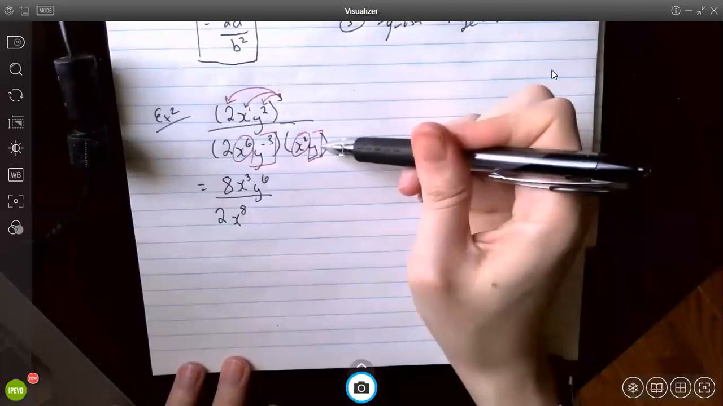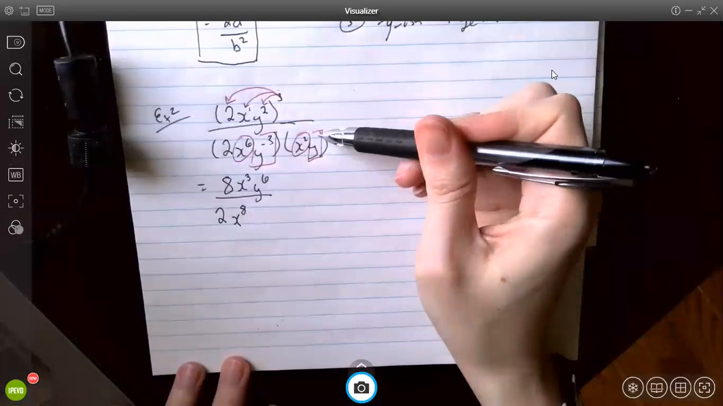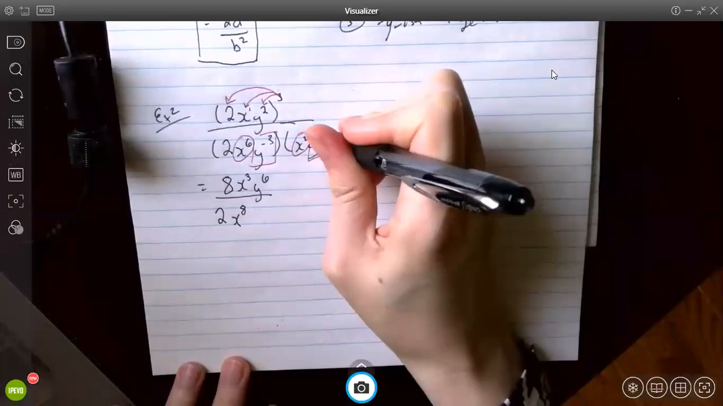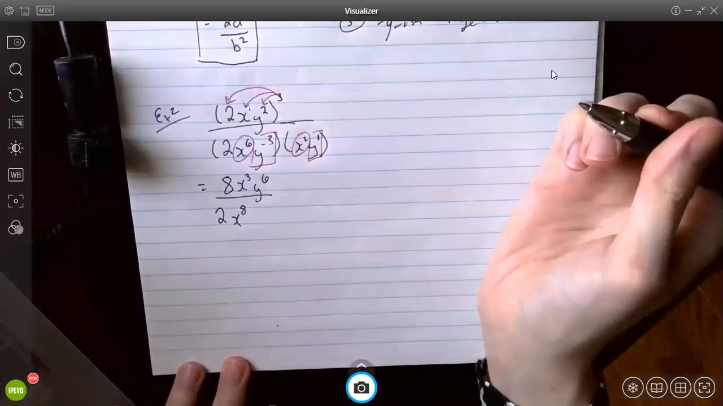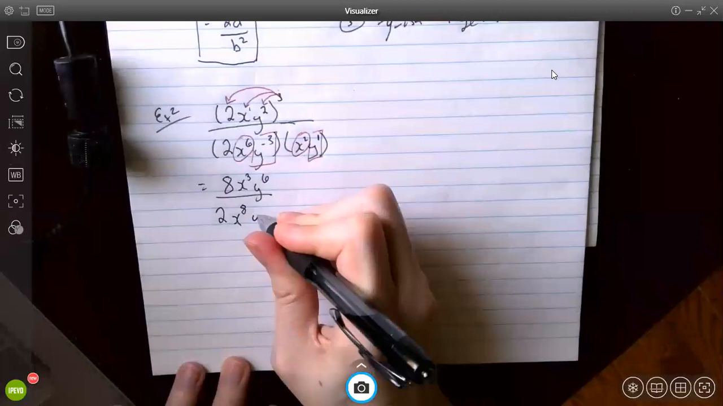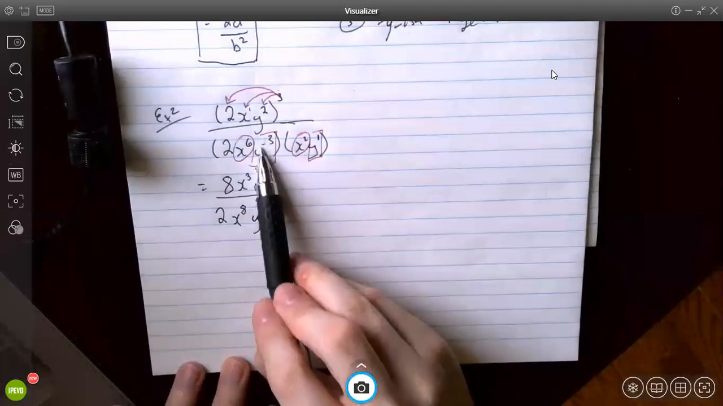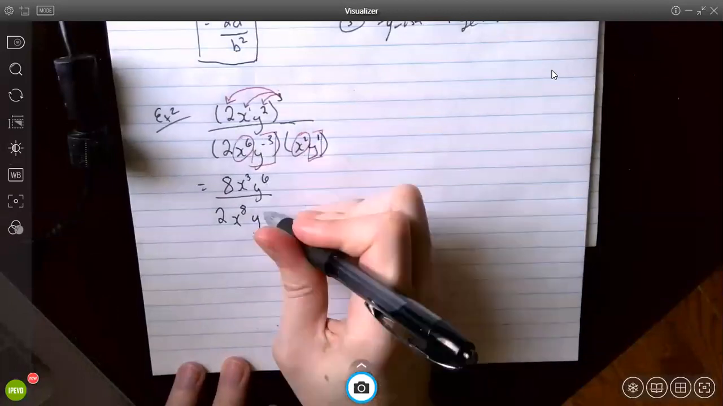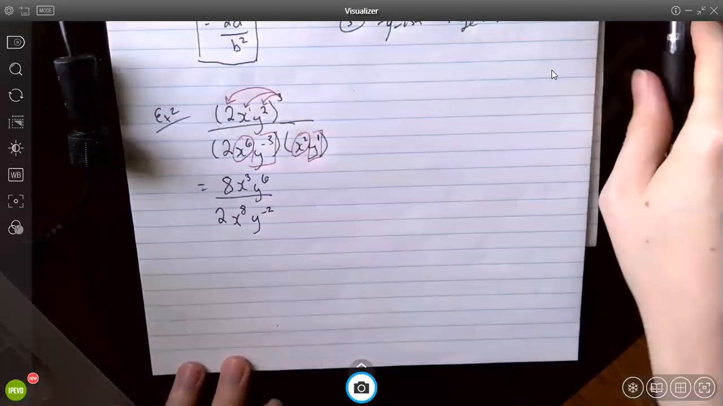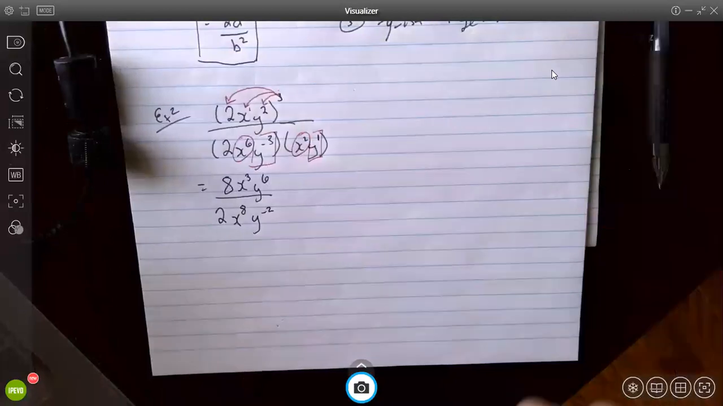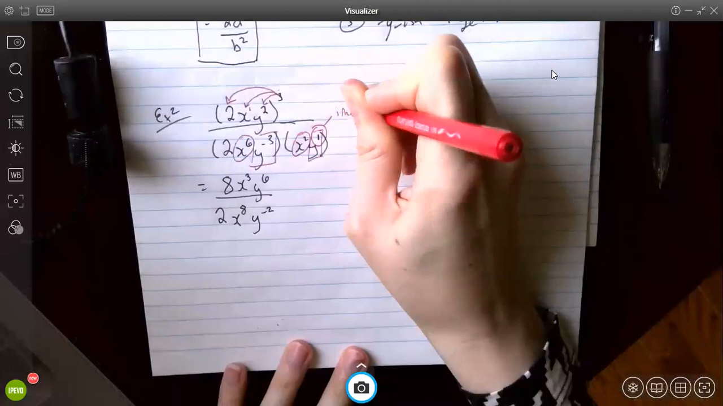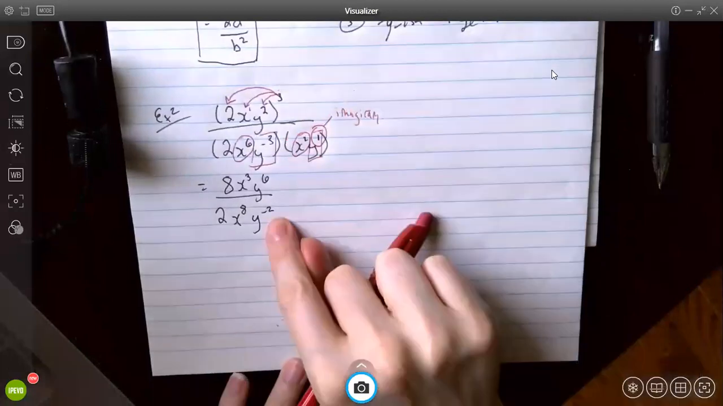Remember, if I have a variable like this and there's no exponent, there is an imaginary 1 there. So don't forget about your imaginary 1. So then y, if we do -3 plus 1, that gives us -2. Okay, so don't forget this imaginary 1. If you forget it, you'll have a -3 here instead.